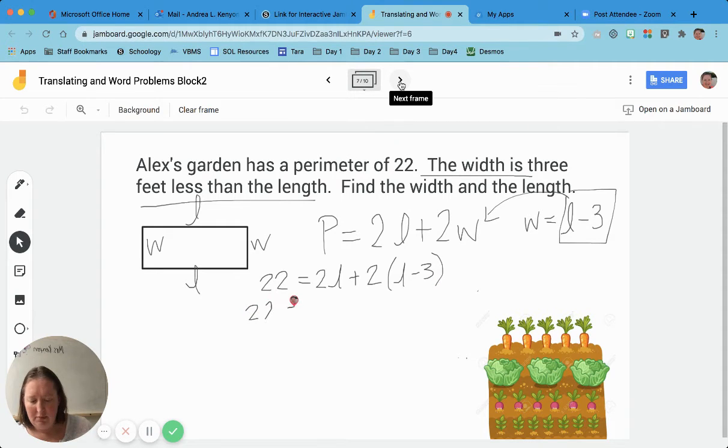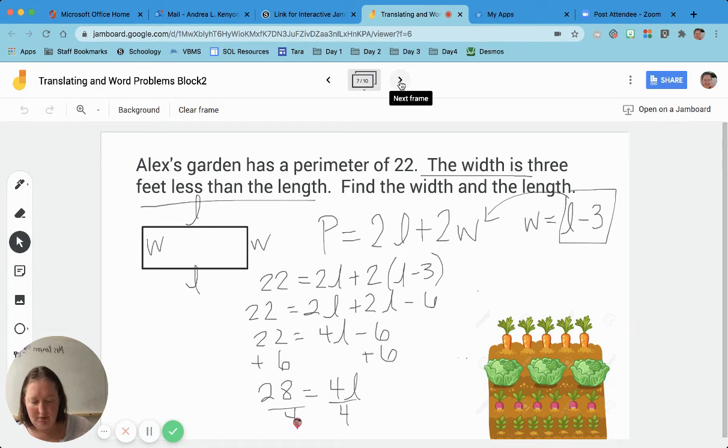And you are going to distribute. 22 is equal to 4L minus 6. We add 6, and we add 6, and now we have 28 is equal to 4L. Divide by 4, divide by 4. So L, or length, is equal to 7.